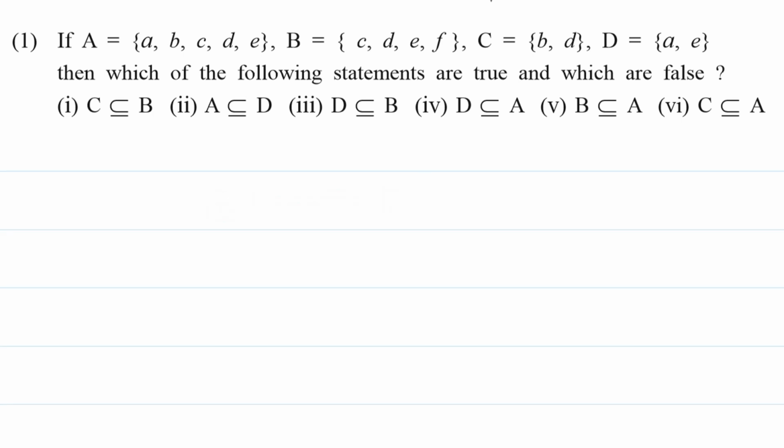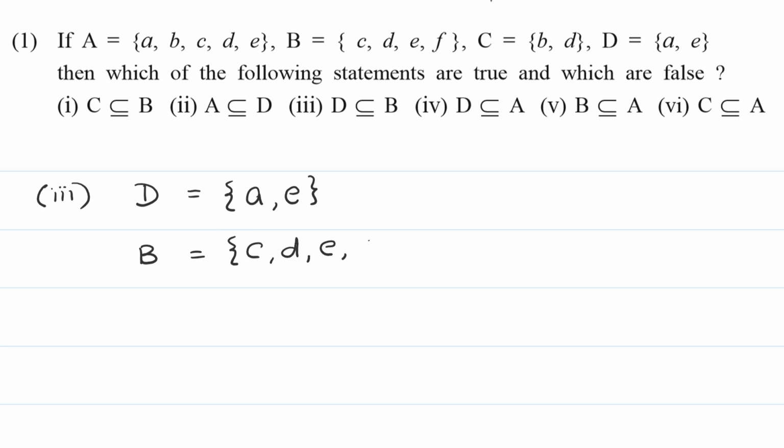Consider the third sub question. Set D is A, E, and set B is C, D, E, F. Here A is an element of set D, but A is not an element of set B, and therefore D subset of B is false.